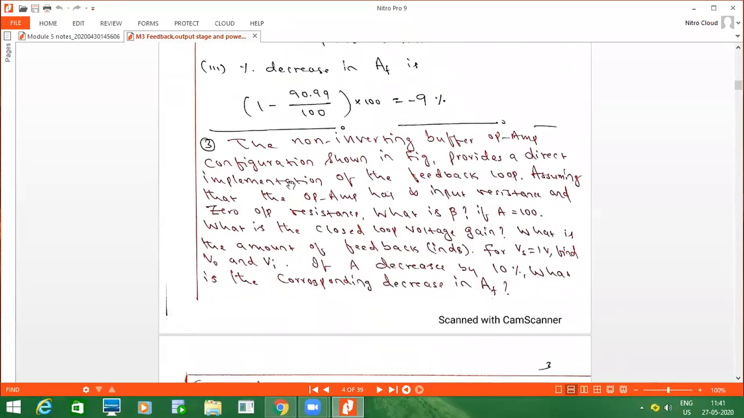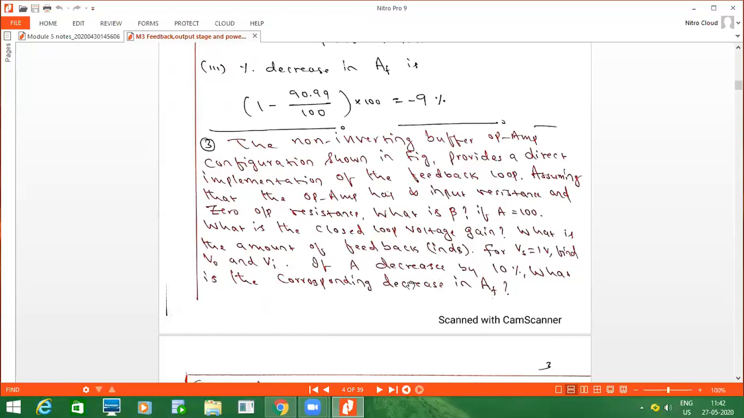The same way the third problem. The non-inverting buffer op-amp configuration is as shown in figure. Provide a direct implementation of the feedback loop, assuming that the op-amp has infinite input resistance and zero output resistance. What is the beta? So the feedback factor we have to calculate first. If A equal to 100, what is the closed loop voltage gain? That means AF we have to calculate. What is the amount of feedback? That means 1 plus A beta also we have to calculate. For Vs equal to 1 volt, find V0, it will be equal to Vi.